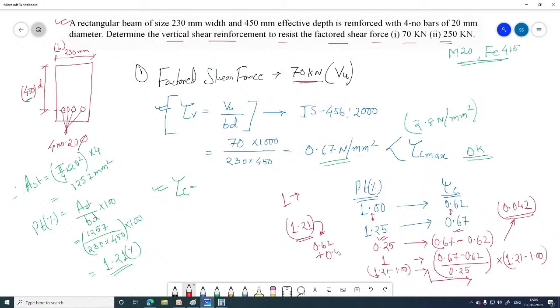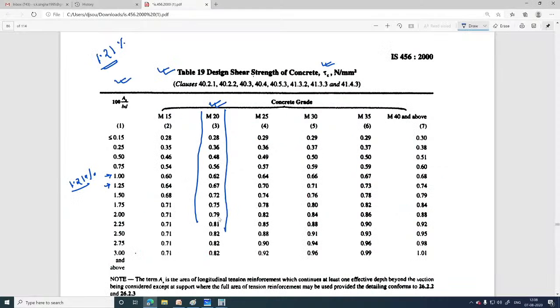So 0.042. Okay, so in this way you can determine the interpolation. So the value that we get, that is 0.662. Okay, that is the ultimate tau c value, which is the corresponding value of 1.21 percentage. And the unit is Newton per millimeter square. So in this way you can determine the corresponding value of 1.21 percentage of steel. It is 0.662, okay, that is in Newton per millimeter square.